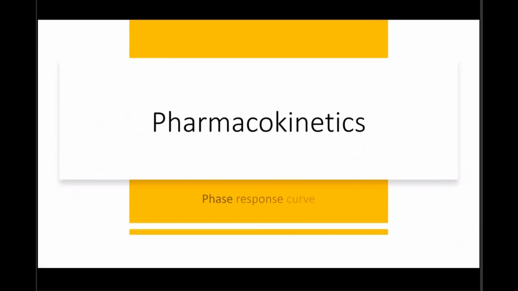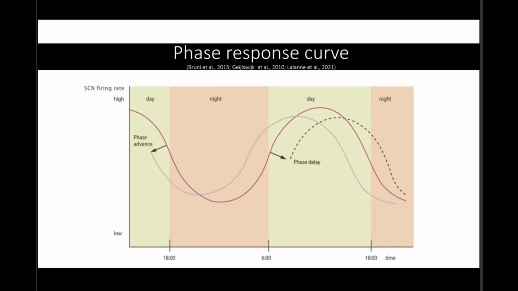Okay, so moving into pharmacokinetics. This is one of the curious things about melatonin, the way exogenous administration affects the body. The phase response curve for melatonin is going to be really important to understand in order to know how and when to give melatonin to kids when it's needed.